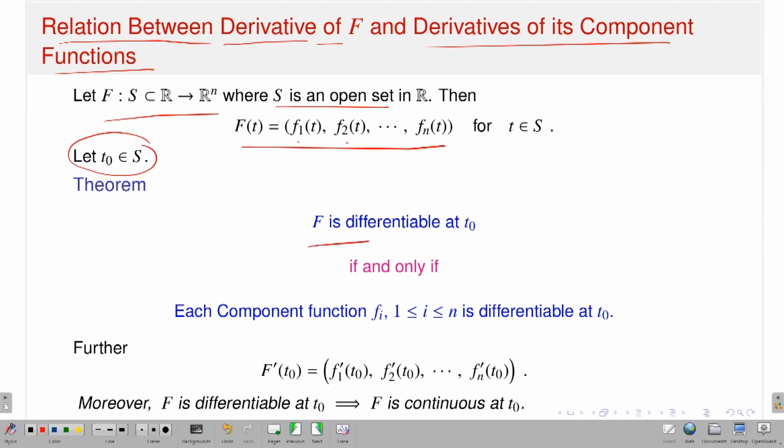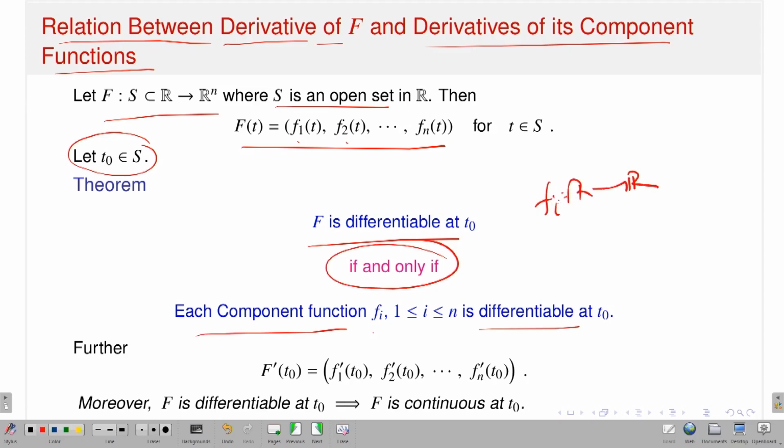It says that capital F, the original function, is differentiable at the point t naught if and only if each of the component functions fi is differentiable. Each component function fi is a function from R to R, and that concept of differentiability you are familiar with. So you can relate the differentiability of the original function F from R to R^n to the differentiability of the component functions. And in the real case, if my function is differentiable, it is continuous. Similar things you should expect here, and indeed that is the case. That means if capital F is differentiable, then capital F is continuous.